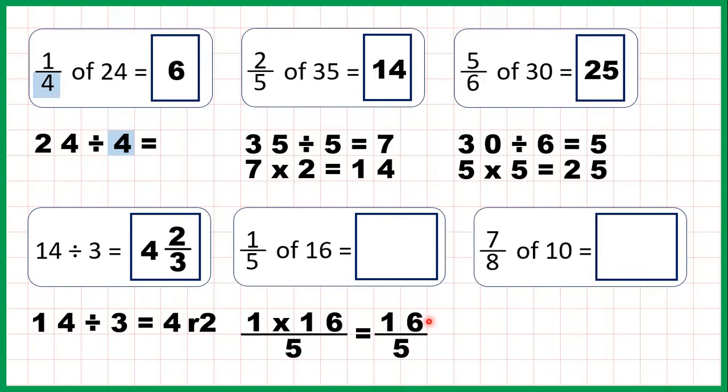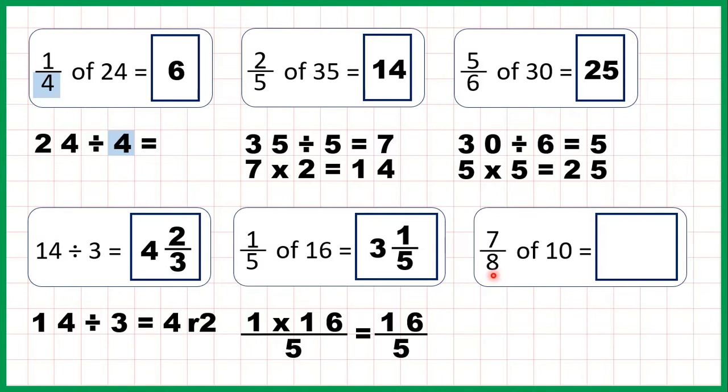So remember, a fraction is really a division, and 16 divided by 5 is 3 remainder 1, because 3 times 5 is 15, and then we need 1 more to get to 16. The denominator stays the same, so the denominator is 5, so 1/5 of 16 is 3 1/5.